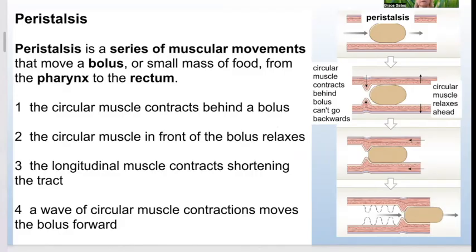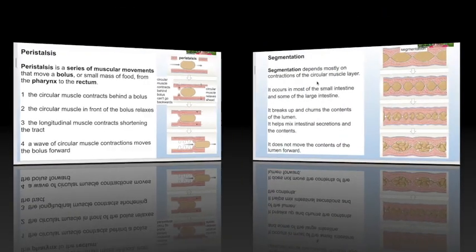And the last contraction of the circular muscle, you can imagine going back to the panel that says circular muscle contracts behind bolus. And starting again, a wave of peristalsis continues for a long way along the digestive tract. So this would be occurring in a sequential and coordinated way to move a bolus along the part of the digestive tract, whatever that part was.